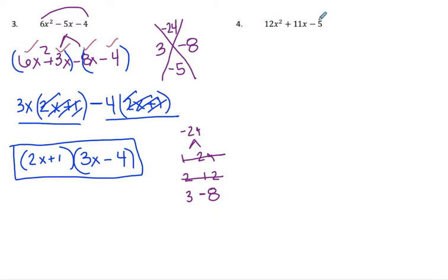12x squared plus 11x minus 5. Okay, trinomial. So I'm going to multiply 12 times negative 5 and I get negative 60. I'm going to bring down my 11. And so I want two numbers that multiply to negative 60 but add to 11.